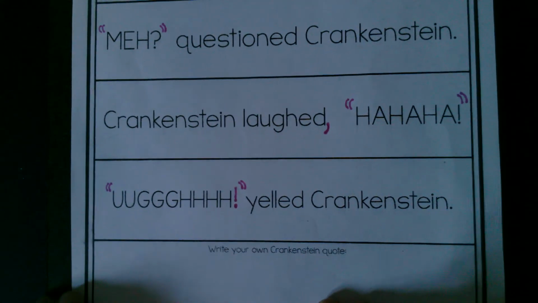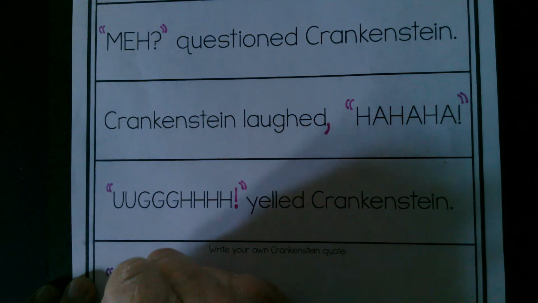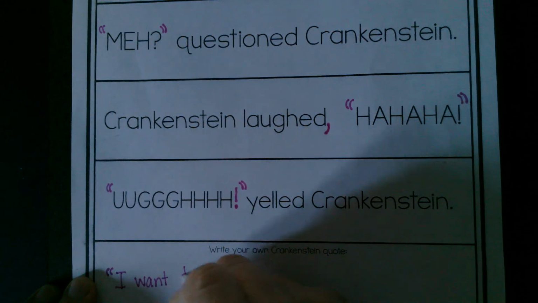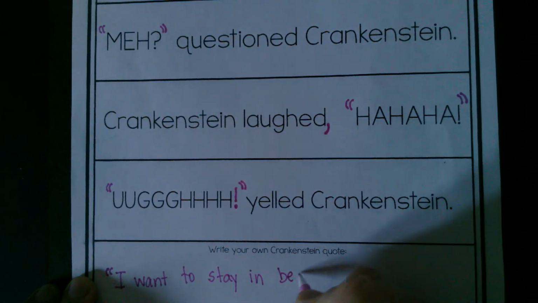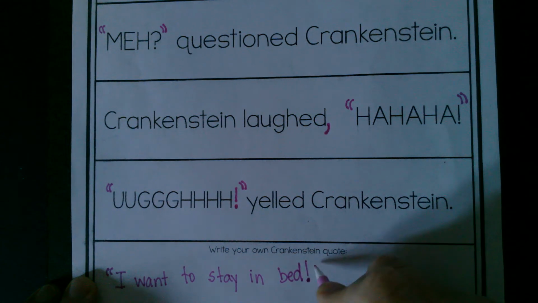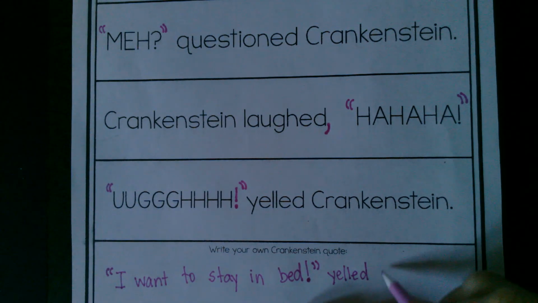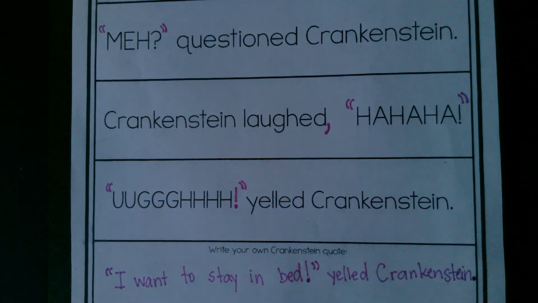Ooh, if I was Crankenstein, I'd say, I want to stay in bed. So here's my opening quotes. I want to stay in bed. And Crankenstein yelled it. So exclamation point, close quotations, yelled Crankenstein. Now I've got to remember to capitalize Crankenstein because that's his name. And there is my example of a Crankenstein quote. A period at the end of the whole sentence.